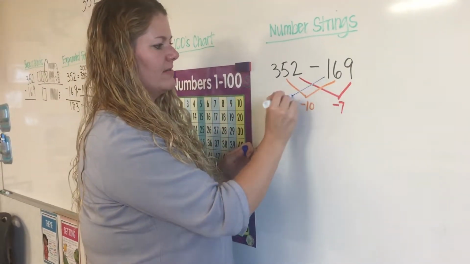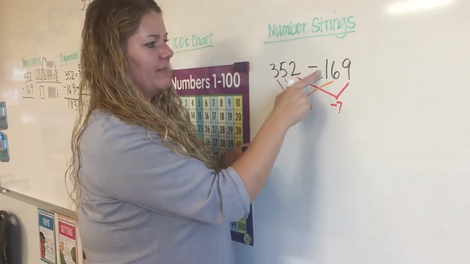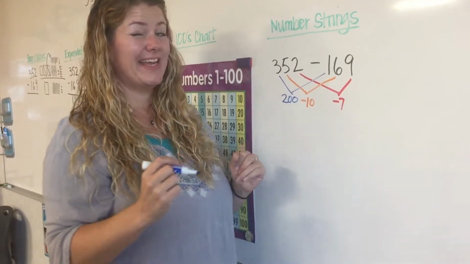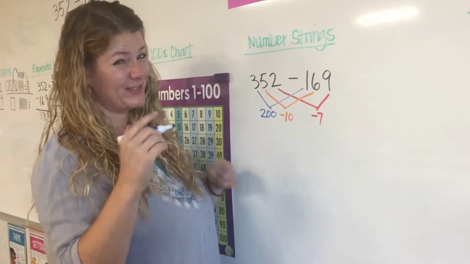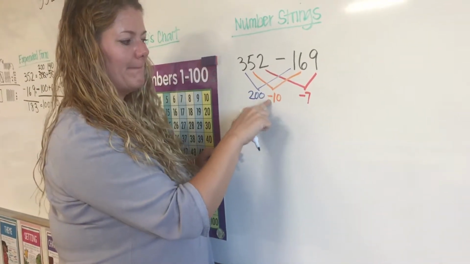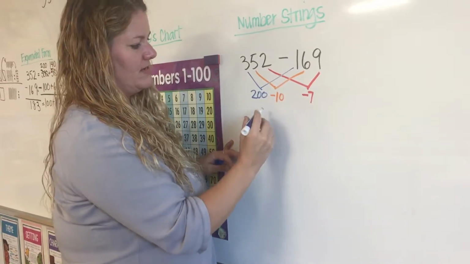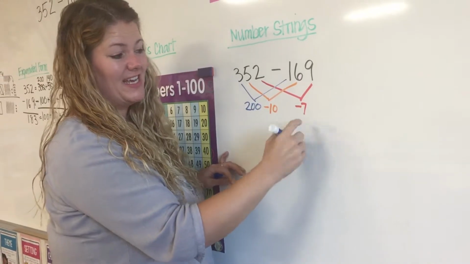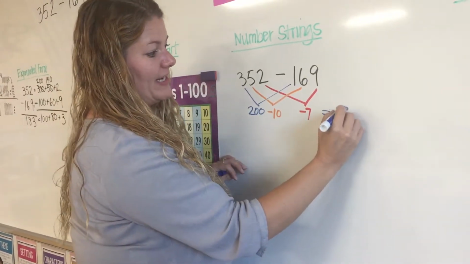Then we've got 300 minus 100 is 200. So now it's kind of an expanded form, but you still have to do a little bit of math. So here we've got 200 minus 10 is 190, minus 7 is 183.